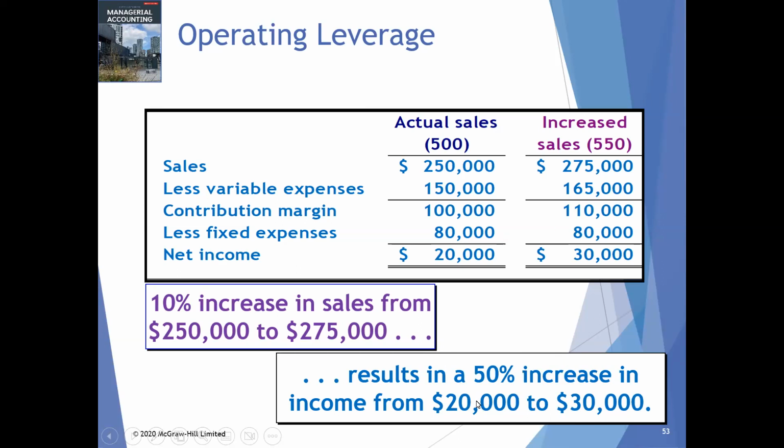So 10 multiplied by 5. 5 is the operating leverage degree that we calculated. So 10 into 5 is equal to 50%. 50% of 20,000 is 10,000. 20,000 plus 10,000 is equal to 30,000. So in this way we have calculated the operating leverage.